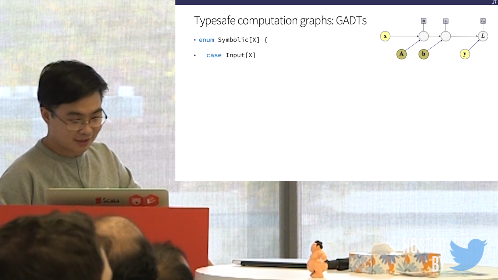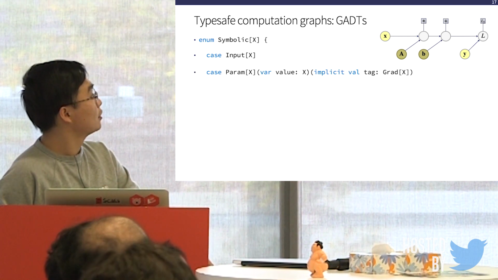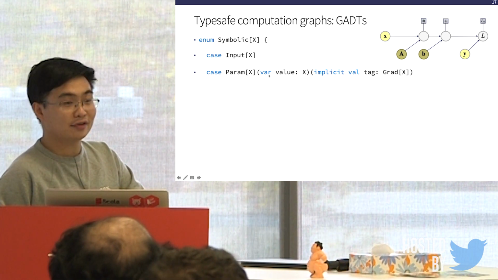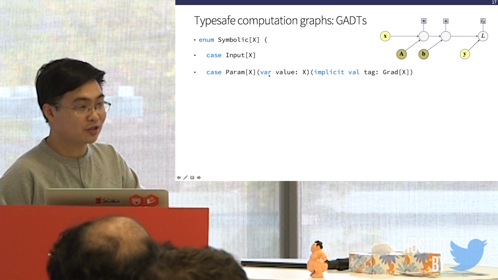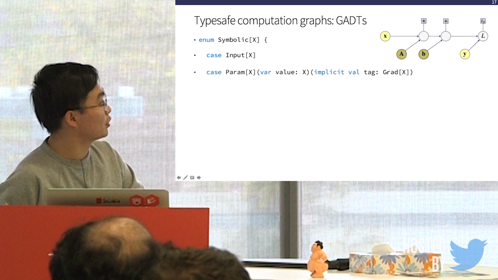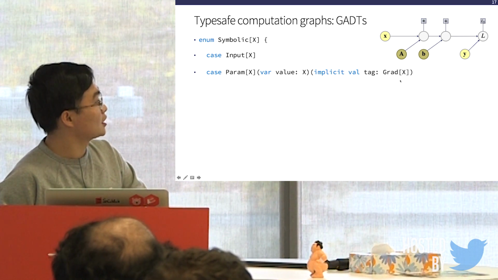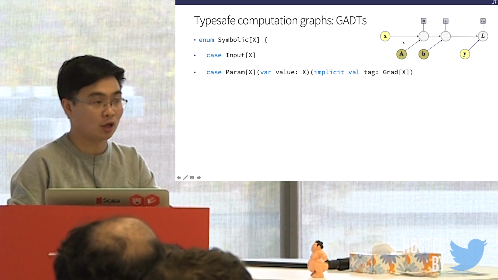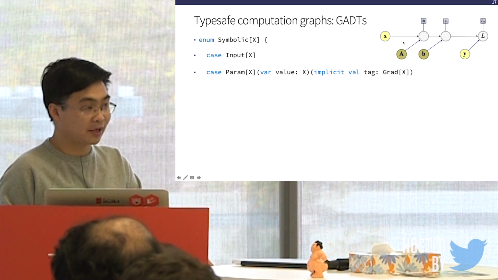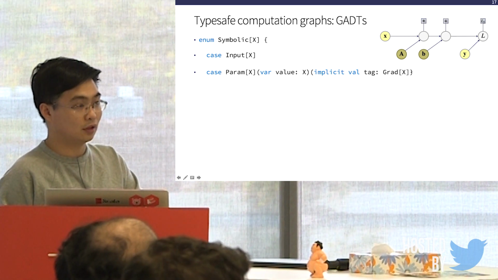So we can have several cases. There's case Input of x. That's the placeholder in TensorFlow that we feed something in. There is a Parameter of x. A Parameter of x has a var here, because its value keeps changing at every iteration. It's a mutable state. And we have an implicit val here, a Grad, which means it's differentiable. This is a type class that says that this is differentiable. It has some operations in here like addition and subtraction, or like multiply by a scalar or things like that. Very similar to a vector space. We have to have that to do parameter update.